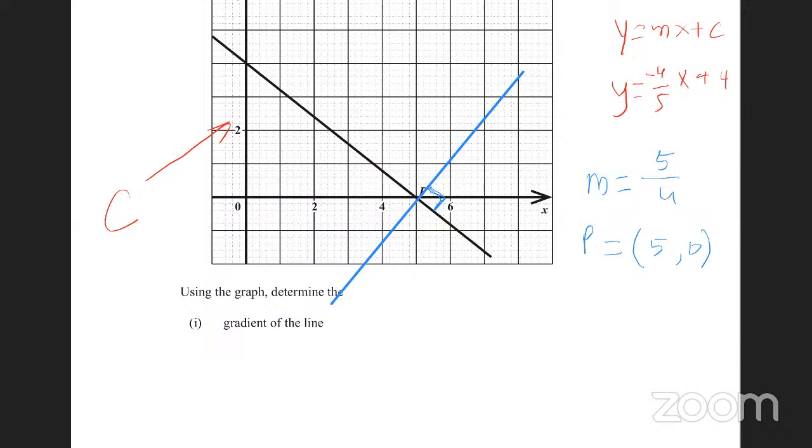They want the equation of that blue line. We already have the gradient and we already have the point. Find the equation. I just find the equation again, Michelle, right? y is mx plus c. What do we need? We have m already, so we need c, right? Go ahead and find c.